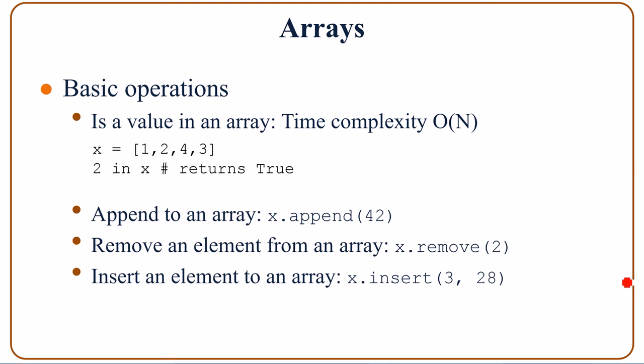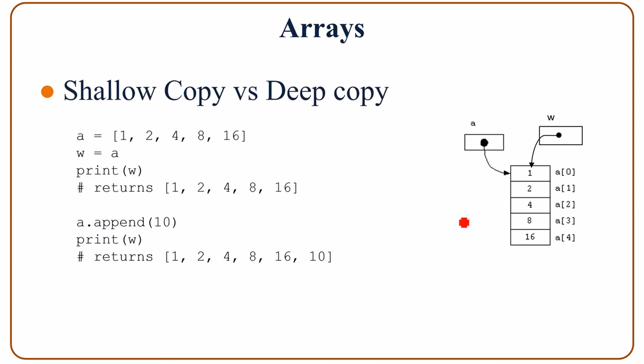The complexity for checking a value in an array is O(n), and so are the remove and insert methods. Append has the time complexity O(1). Now we talked about shallow copy and deep copy. Let's say we create an array containing 1, 2, 4, 8, and 16, and we assign a variable a to it.